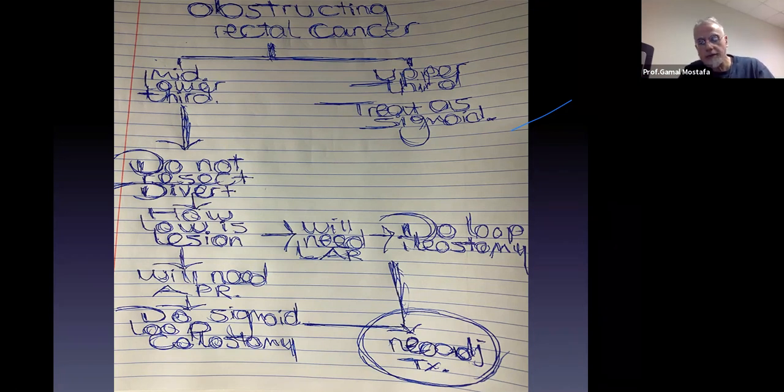And how low is the lesion? If the lesion is very low, it's going to need APR, fine, go ahead and do loop sigmoid colostomy. If the lesion is mid-rectum, you're going to need LAR in the future, do a loop ileostomy. Go to neoadjuvant treatment and come back and do definitive cancer operation. All right. Thank you, guys, and we'll take any questions.